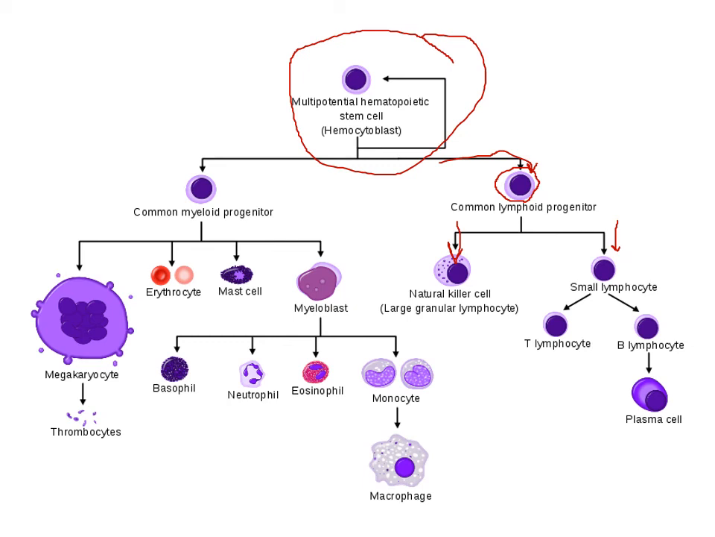However, if the hormones are signaling to go the opposite way, we go to the common myeloid progenitor. And so that's where we can develop into, let's start with this megakaryocyte, and that develops into all of our platelets, or it could develop into red blood cells, or it could develop into mast cells. We're not going to really talk about what those are. Or it can develop into a myeloblast, which is the stem cell to become the basophils, the neutrophils, the eosinophils, and the macrophages produced by the monocytes.